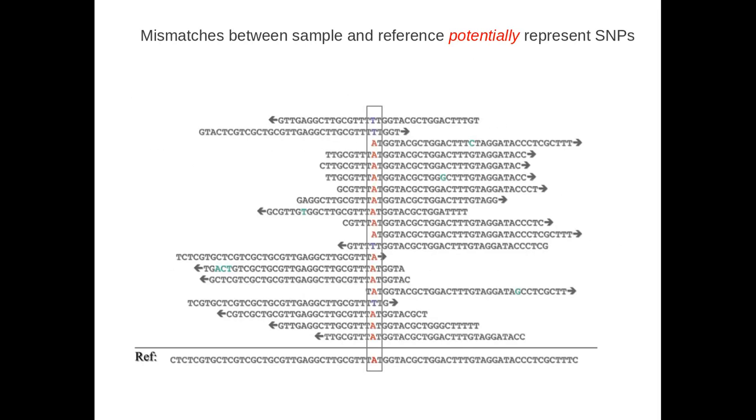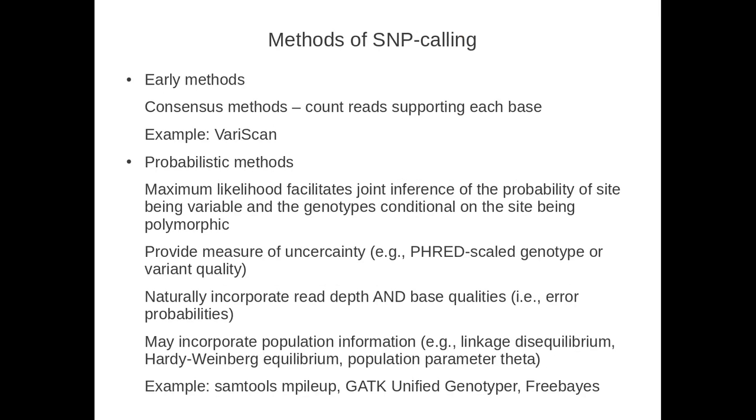So again, this is what real data might look like, where you have a site that's polymorphic. And I just want to introduce the word potentially here, because as I'll come back to later, while this looks like a polymorphic site, there's a lot of machine artifacts, alignment artifacts, and problems that can make a site that looks like it's polymorphic actually not be. And so I'll be coming back to that later.